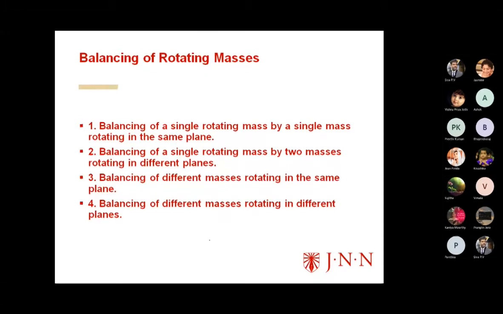Okay, so in order to prevent the effect of centrifugal forces, we have to add another mass on the opposite side. This is done in such a way that the centrifugal forces of both the masses are made to be equal and opposite. Right. So the process of providing a second mass in order to counteract the effect of the centrifugal force of the first mass is called balancing of rotating masses.